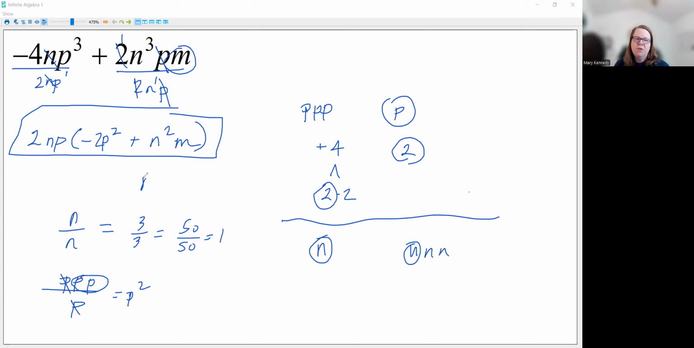Some teachers may want you to put this in the order of mn squared and just put the m in front. Just know that the m still has an exponent of 1, just like it did at the beginning. n is to the second. So you could put it in that order. 2np times (-2p squared plus mn squared). So either one of those would work. I think they're both equivalent.